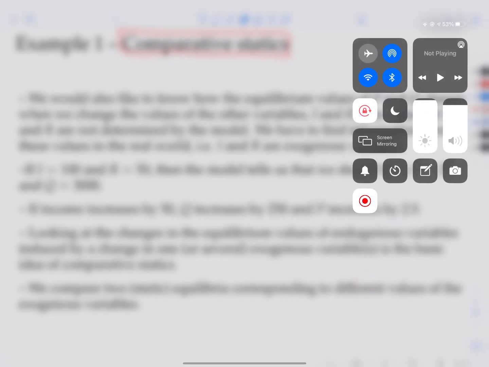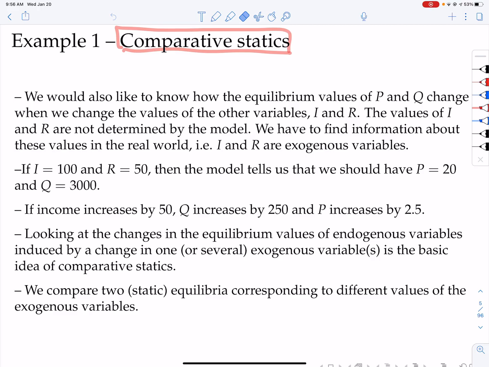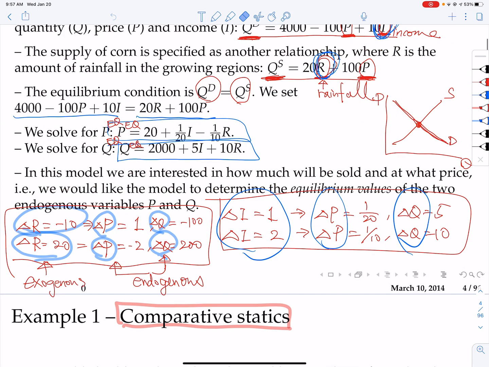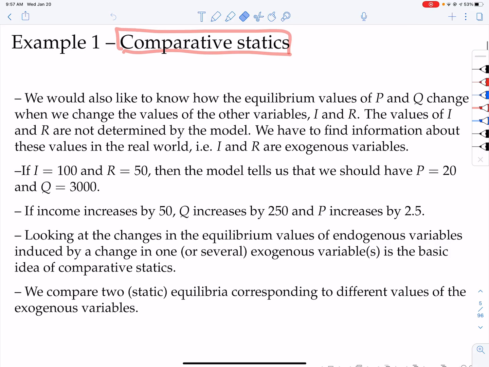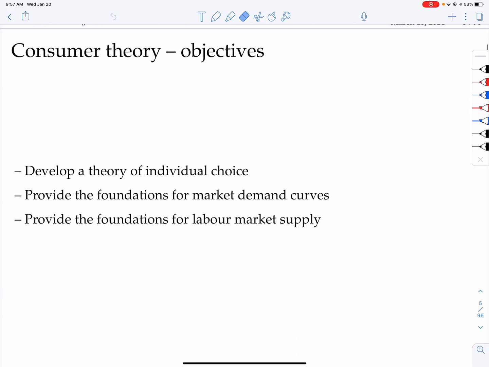Okay, so we talked about the comparative statics, and we looked at an example. The current slide is basically the same thing that I did in the last lecture, so you can check it yourself. So from now on, we talked about what a model looks like.